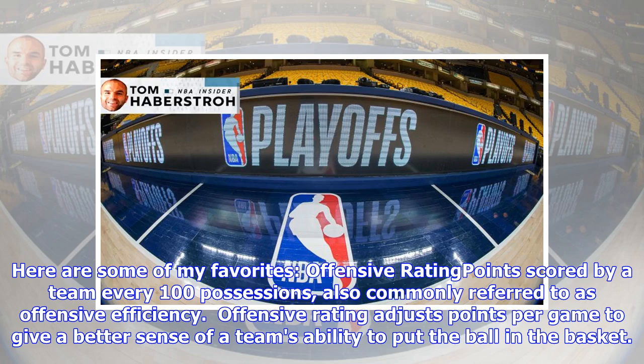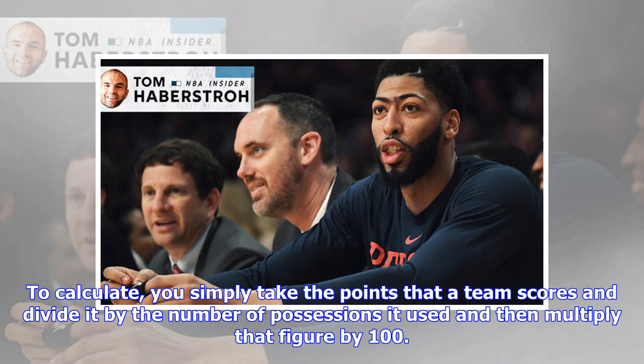Offensive rating: points scored by a team every 100 possessions, also commonly referred to as offensive efficiency. Offensive rating adjusts points per game to give a better sense of a team's ability to put the ball in the basket. To calculate, you simply take the points that a team scores and divide it by the number of possessions it used and then multiply that figure by 100. Ta-da! Why 100? It is roughly the number of possessions in an NBA game.